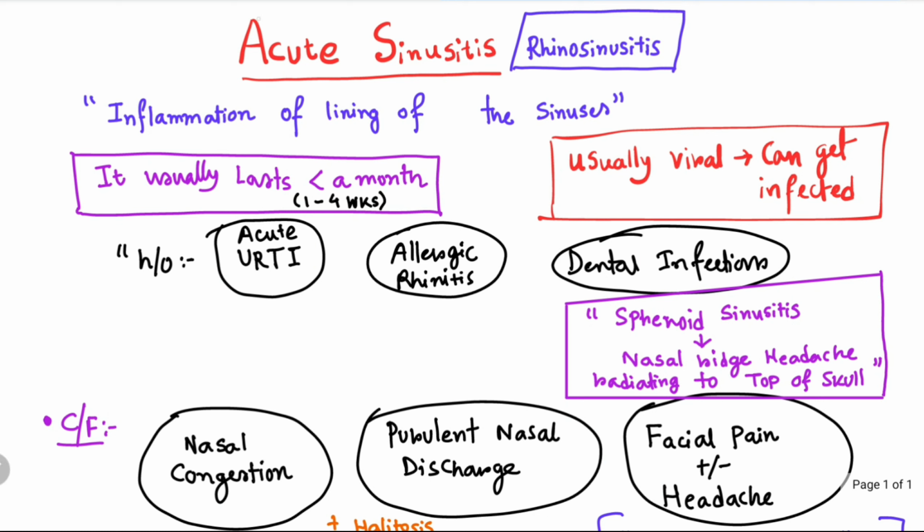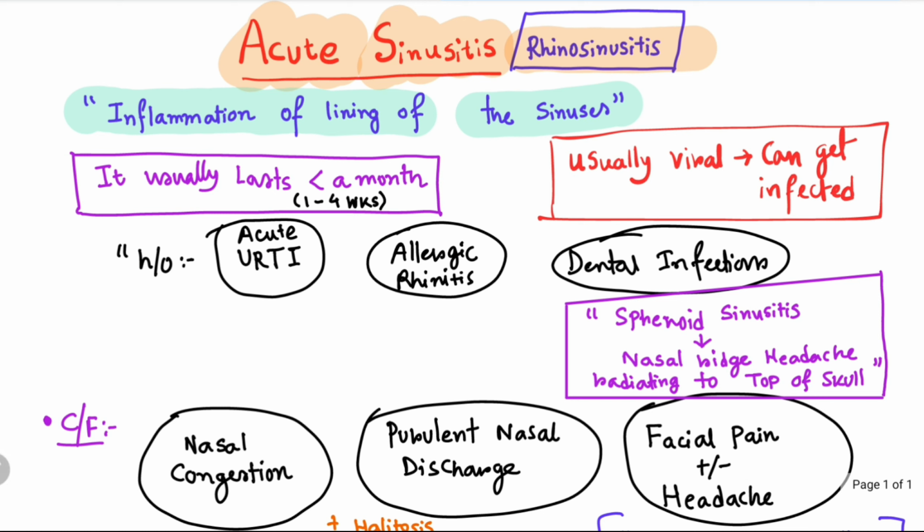Today we are going to discuss acute sinusitis, also known as rhinosinusitis. What it is basically, it is the inflammation of the lining of the sinuses. Before you go into this, you must read basic anatomy of the sinuses and the physiology part. You can read that from ENT. So let's get into the disease itself.